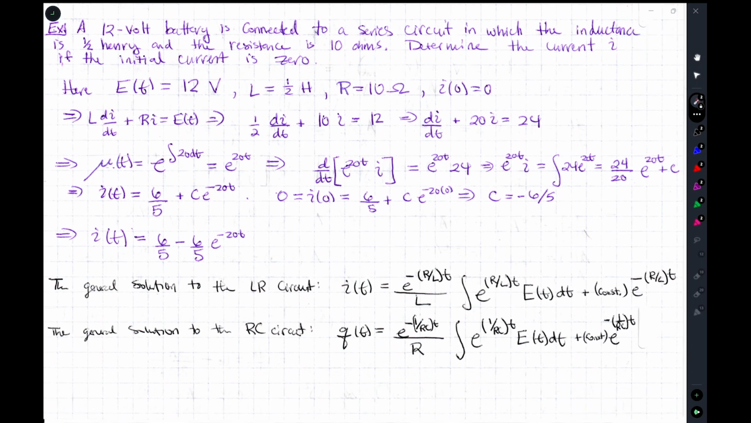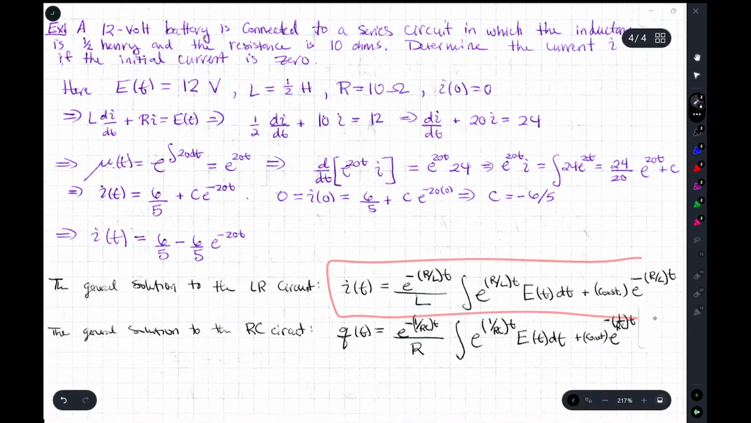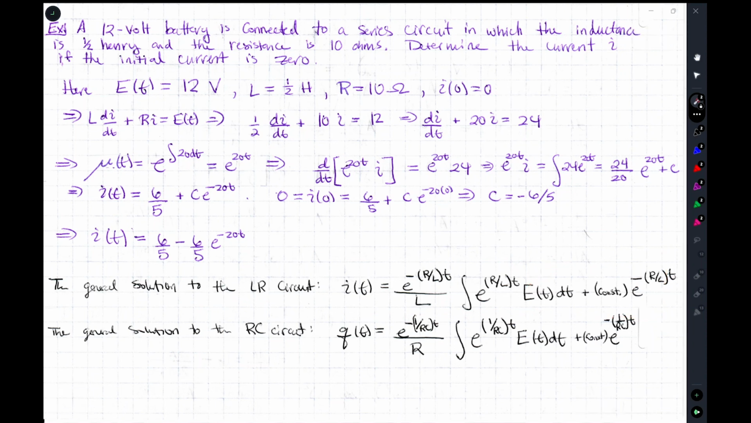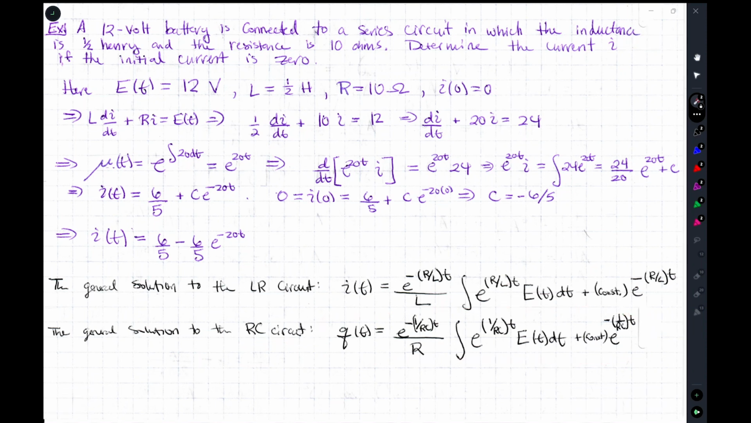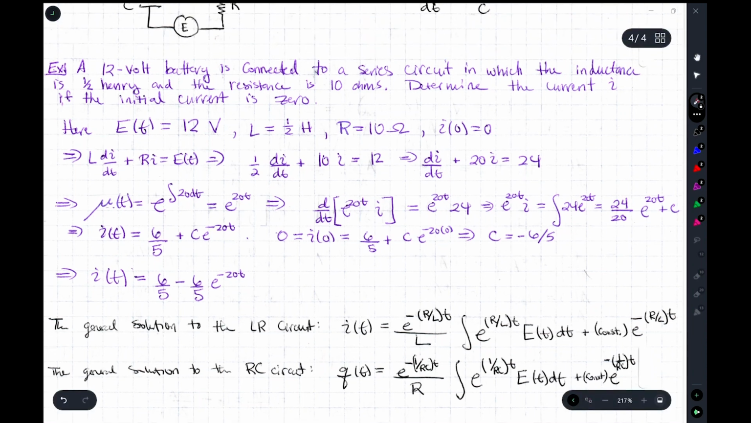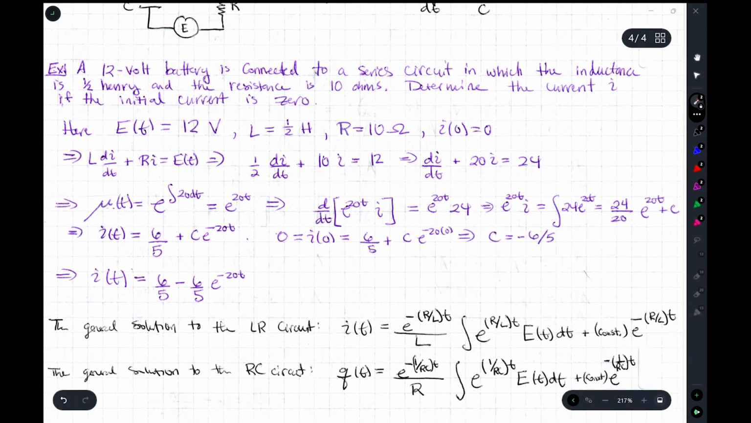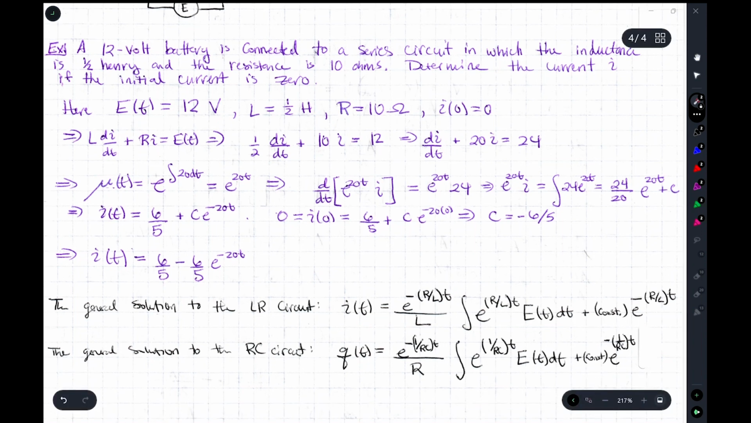Down here, I basically write the general solution to those two equations above. If you use the linear method, you get this general solution. Notice that E of t could be very complicated. It's not just a 12-volt battery connected there. For the RC circuit, you would get this general solution there. But I would encourage you not to use the formulas and actually just solve the differential equation. It's probably easier, once you have a particular form for E of t, to just solve directly rather than relying on this clunky general solution.